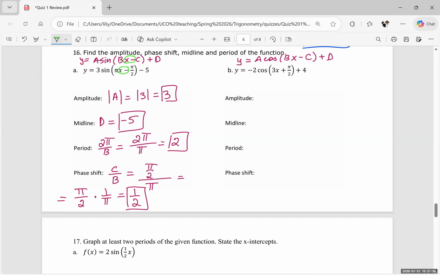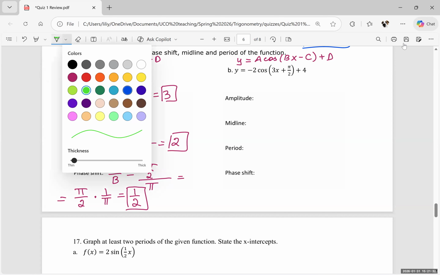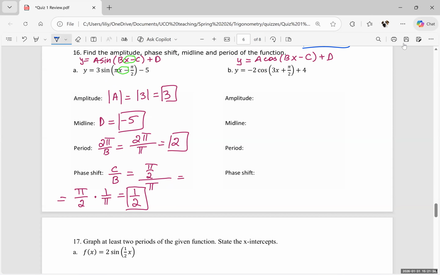Okay. Now let's go into part B, the amplitude. Absolute value of -2, so just 2. Midline, this one, D equals +4, not negative. Period, still 2 pi over B, so 2 pi over 3. Can't simplify, that's just 2 pi over 3.